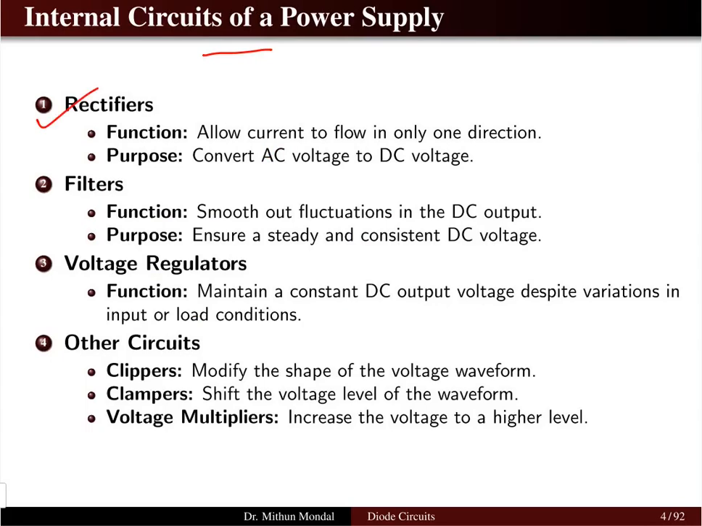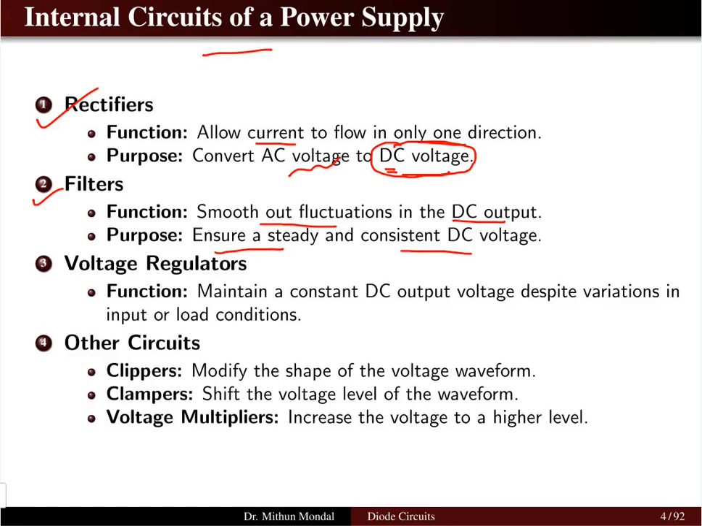The rectifier's function is to allow the current to flow in one direction. So it is basically converting the AC voltage to the DC voltage. The DC voltage that we get at the output of the rectifier is not pure DC. So we require filters, which will smooth out the fluctuations in the DC output. It ensures a steady and consistent DC voltage.